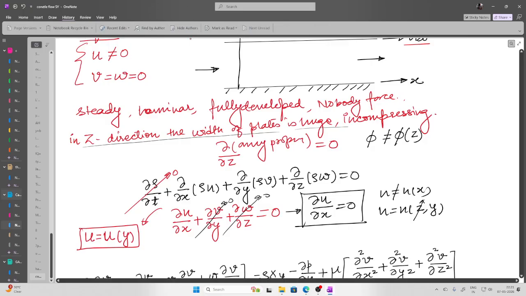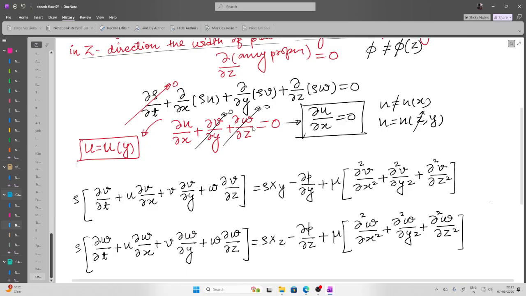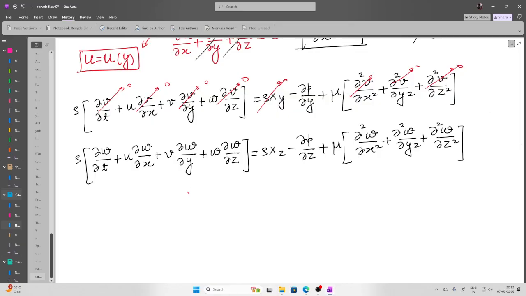Now comes your y and z momentum equation. So let us see. So v is 0. Now the moment v becomes 0, the whole acceleration terms become 0. There is no body force. V is 0. So what has happened to our momentum equation in the y direction? It has simply been reduced to del p by del y is equal to 0.